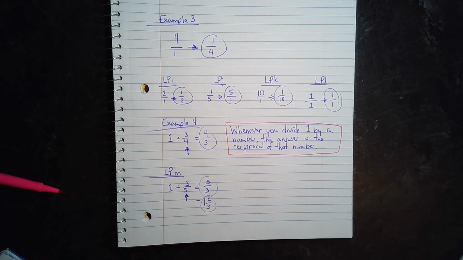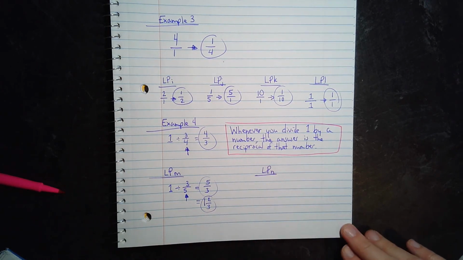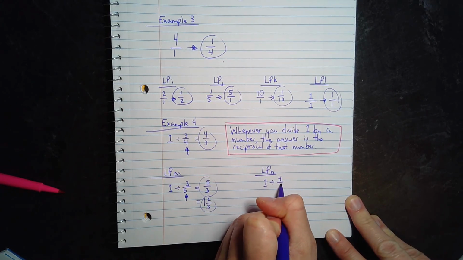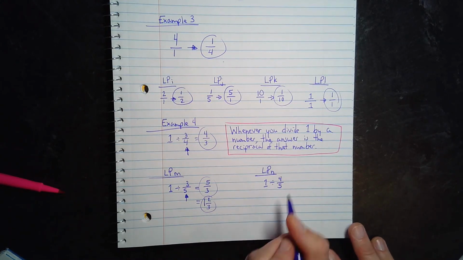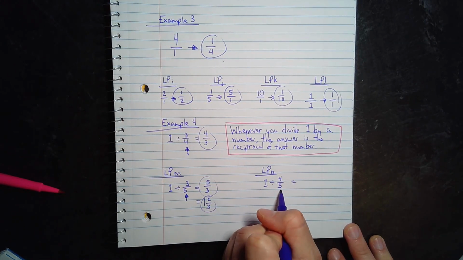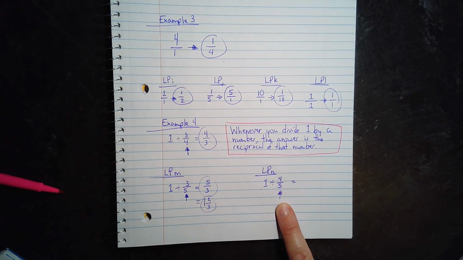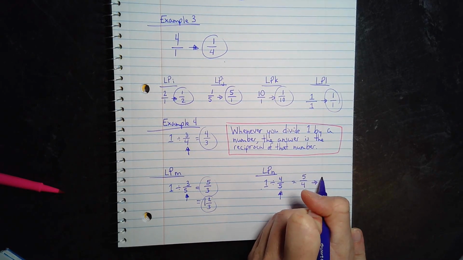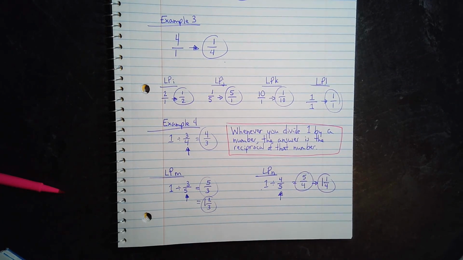Okay? So I want you to pause the video and do lesson practice N. For lesson practice N, you're doing 1 divided by 4/5. So go ahead and pause the video and do that, and then restart to check your work. All right, so since you're taking 1 and dividing it by a number, your answer is going to be the reciprocal of that number. So your answer is 5/4, which we could simplify to 1 1/4. So I would accept either of those answers.